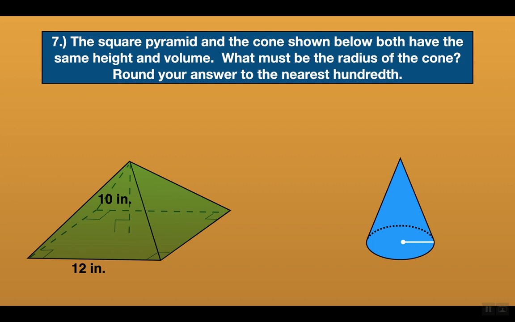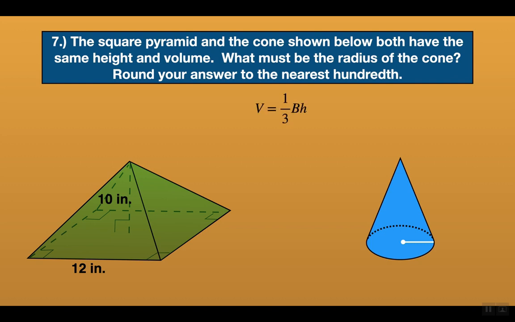Question number 7. The square pyramid and the cone shown below both have the same height and volume. What must be the radius of the cone? Round your answer to the nearest hundredth. Okay, so we're looking for the radius of the cone, and both the pyramid and the cone have the same height as well as the same volume. So let's begin by getting the volume of the pyramid.